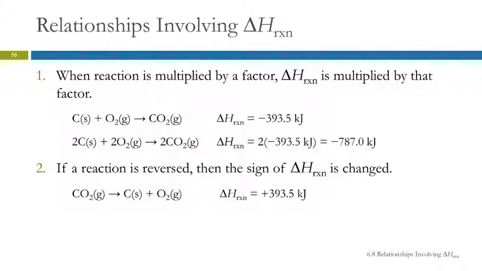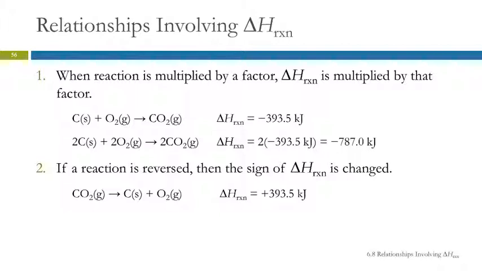If we use twice as much stuff, it should make sense that we'll get twice as much energy, right? So if we multiply the coefficients in a reaction by a factor, here we've multiplied all of them by 2, then we multiply delta H by the same factor. You double the amounts, you get double the energy. You triple the amount, you get triple the energy.